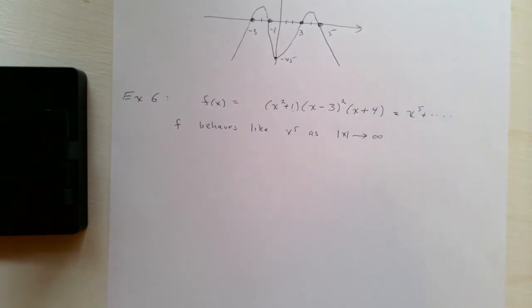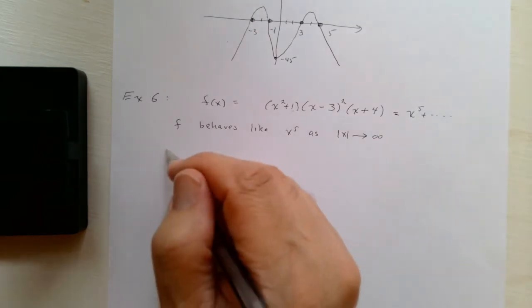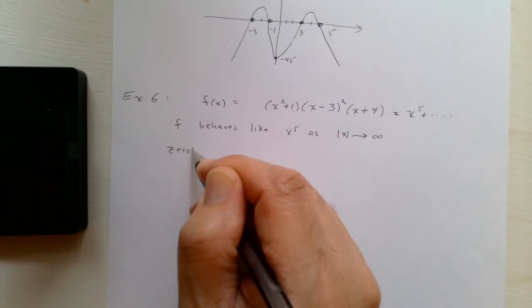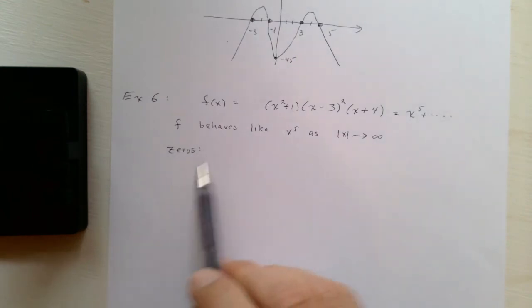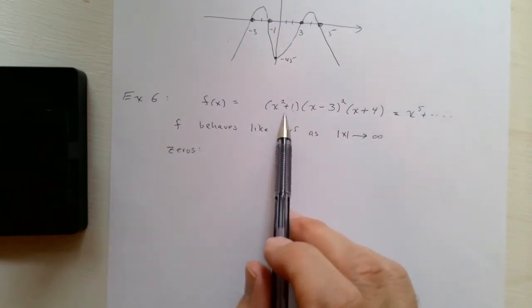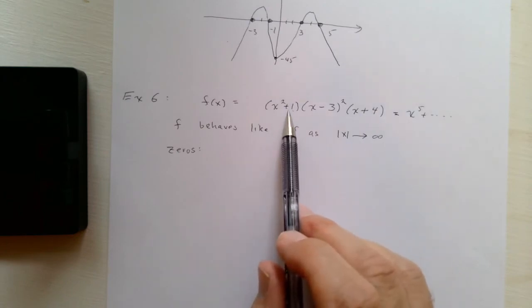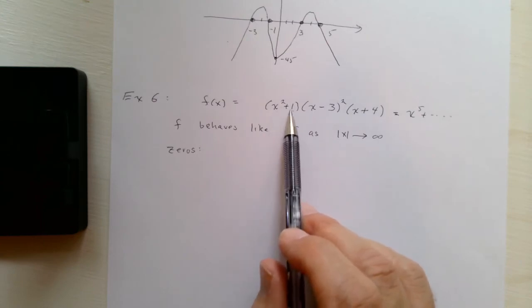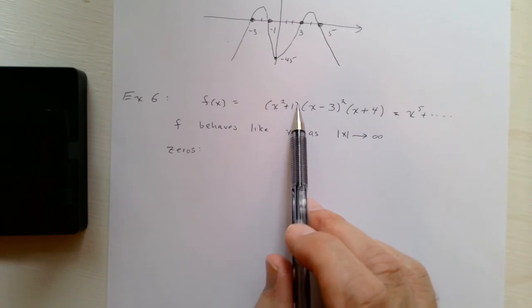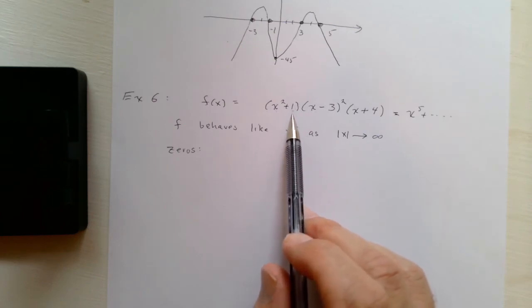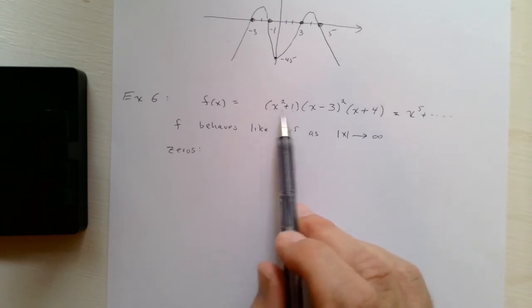Okay, now what are the zeros? Well, before we do that, it might look like we could factor this, but we really can't. x squared plus 1. If it was x squared minus 1, we could factor. But x squared plus 1 does not factor. This is not x plus 1 all raised to the second power. In fact, this is actually irreducible.